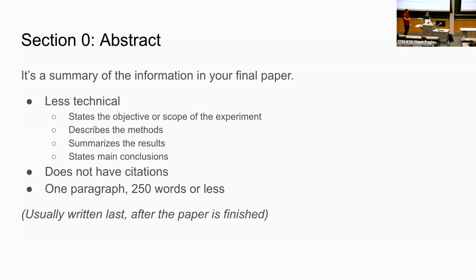For the abstract, it's a summary of the information in your final paper. So it's a mini version. It's much less technical. It still states the objective or scope, describes the methods, summarizes the results, and states the main conclusions. But it has no citations, and it should be short, one paragraph, 250 words or less. Usually, you could write this last after the paper is finished.